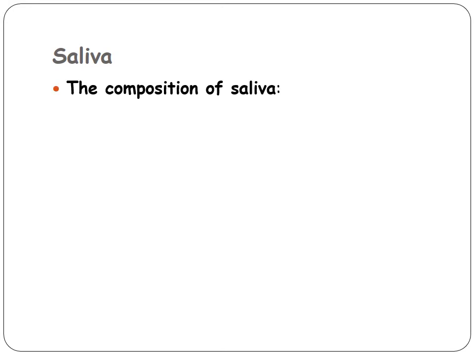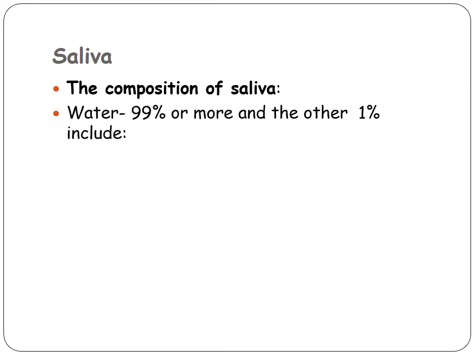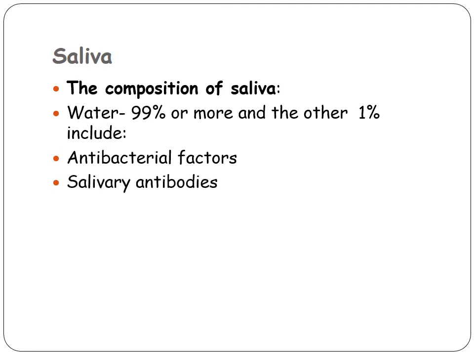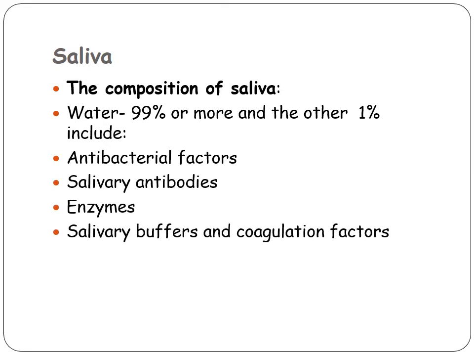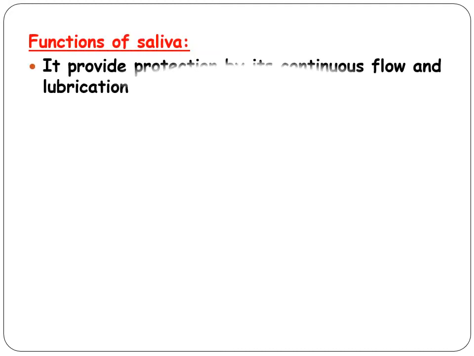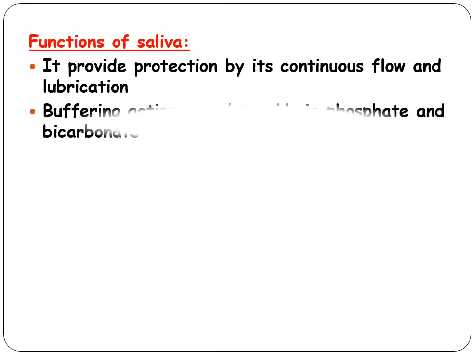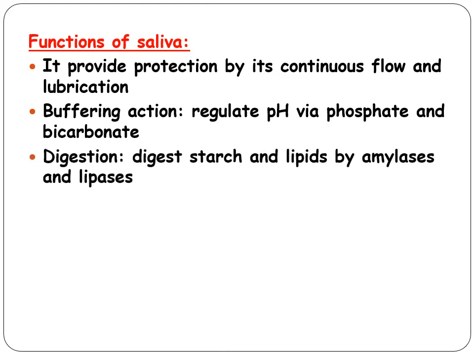Talking about saliva, the composition of saliva includes 99% water, and the other 1% includes antibacterial factors, salivary antibodies, enzymes, salivary buffers, and others. So what are the functions of saliva? It provides protection by its continuous fluid lubrication. Also, it has a buffering action. It can regulate the pH via the presence of phosphate and bicarbonate.